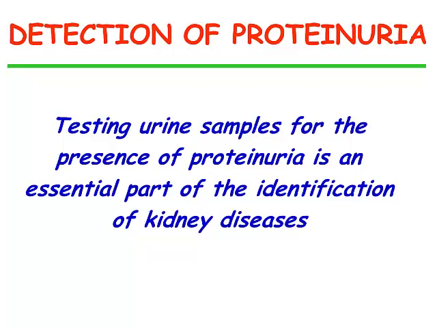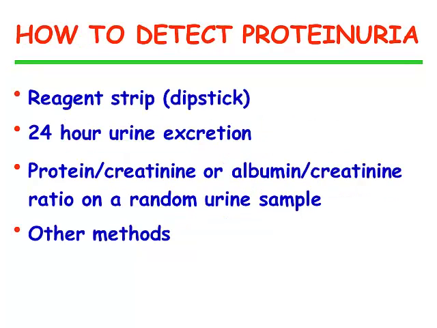How to detect proteinuria? Testing urine samples for the presence of proteinuria is an essential part of the identification of kidney diseases. We have different possibilities to detect and quantitate proteinuria in the urine. We have the reagent strip, or dipstick. We have 24-hour urine excretion. We have protein-to-creatinine or albumin-to-creatinine ratio on a random urine sample, and other methods.